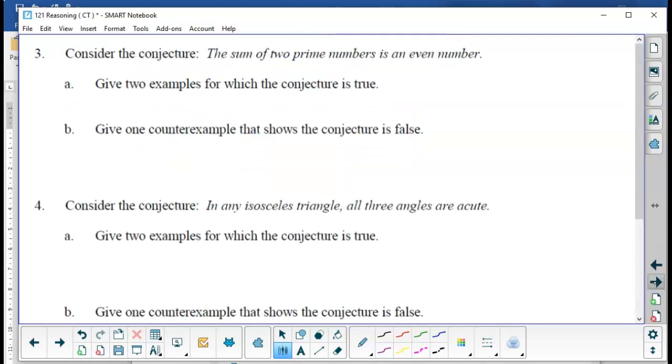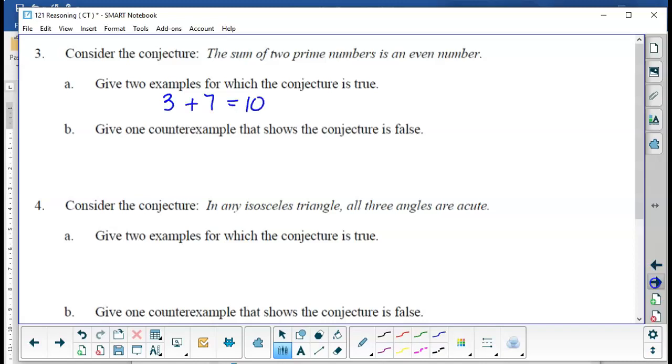Consider the conjecture: the sum of two prime numbers is an even number. Give 2 examples for which the conjecture is true. Okay, so we know that to get an even, if you add 2 odd numbers, you always get an even. So think of 2 odd prime numbers. How about 3 and 7?